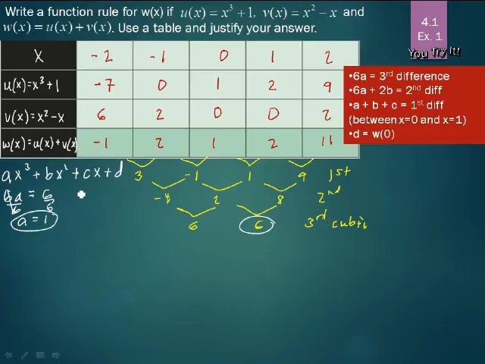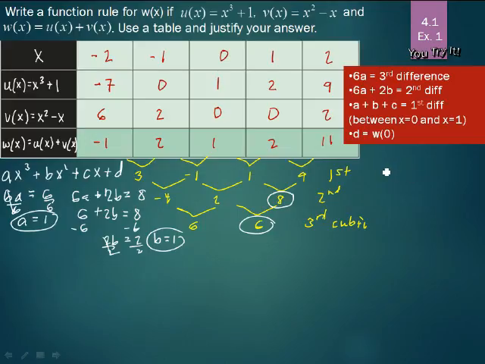Now to find b, we know that 6a plus 2b will equal the second difference, and that's between x equals 0 and x equals 1 as the x values get bigger. So second difference, as they get bigger, it's going to be 8. So we can solve this. 6a we just saw over here was 6 plus 2b equals 8. Solving, we can subtract 6 on each side, so we get 2b equals 2. Dividing by 2, we see that b will equal just 1.